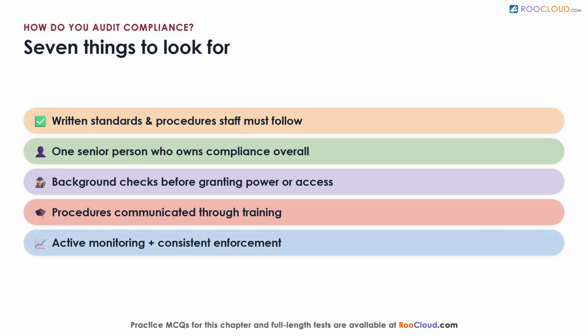And finally, a proper response when something goes wrong. That means reporting it and preventing a repeat. Run through that checklist and you cover the essentials.